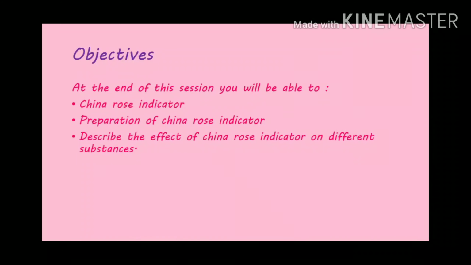Objectives. At the end of this session, you will be able to know about China rose indicator and preparation of China rose indicator, and also describe the effect of China rose indicator on different substances.